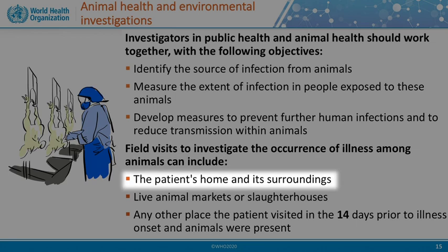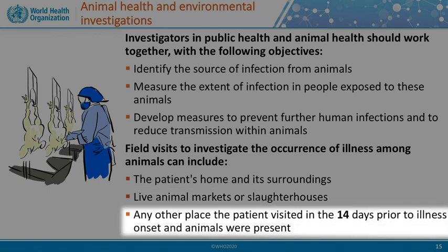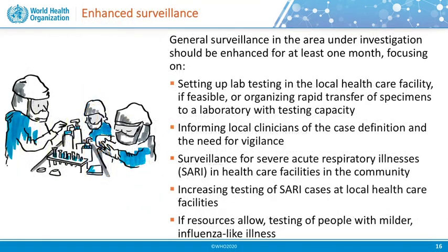It's important to do field visits at the patient's home and their surroundings to determine if there are any live animals there, to visit live animal markets or slaughterhouses and to see how people come in contact with those animals, and any other place the patient visited in the 14 days prior to symptom onset and where those animals were present. It's also important to conduct enhanced surveillance.